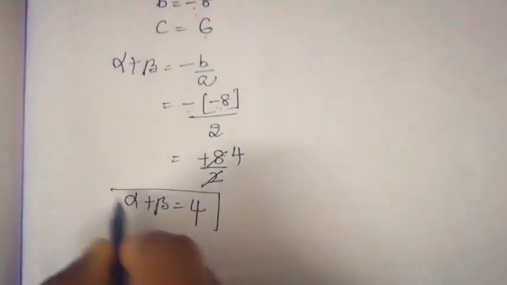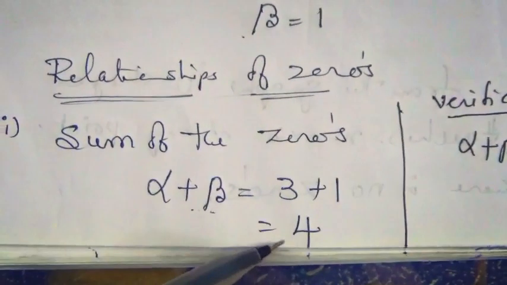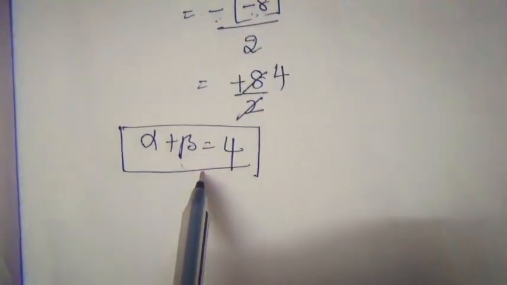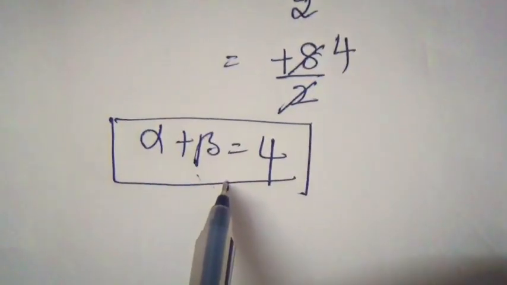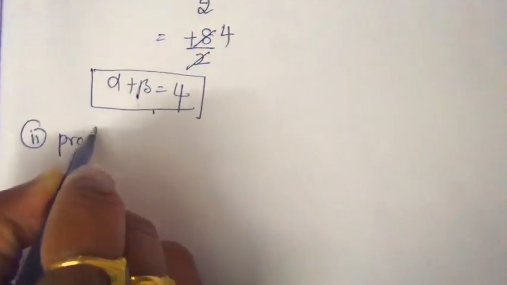So look here. By the general method, the sum of the zeros you got is 4, and by using this formula also you get the same answer, 4. That is the verification. Verified. And the second one is the product of the zeros.